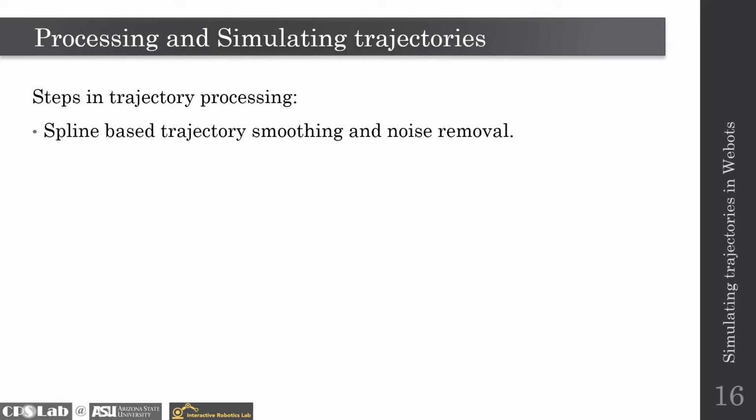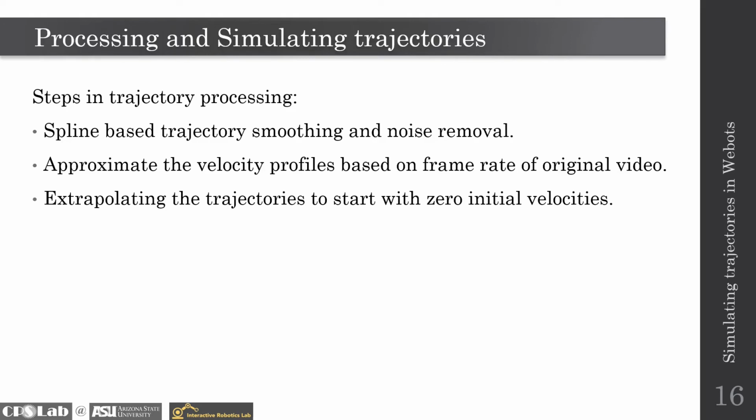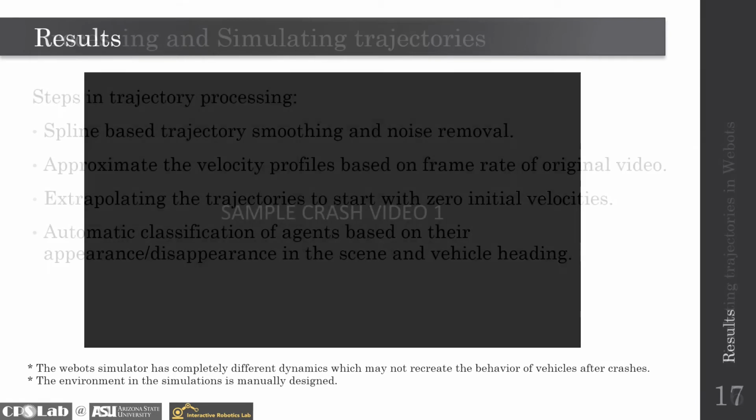The steps involved in trajectory processing are spline-based trajectory smoothing and noise removal, and approximating the velocity profiles of the vehicles based on the frame rate of the original video. Since all the vehicles in the video start with non-zero velocities, to generate more realistic simulations, we extrapolate these trajectories to start with zero initial velocities. Finally, we provide an automatic classification scheme of agents based on their appearance or disappearance in the scene and vehicle heading. This kind of classification is very efficient for proper trajectory processing and proper simulation of vehicles.